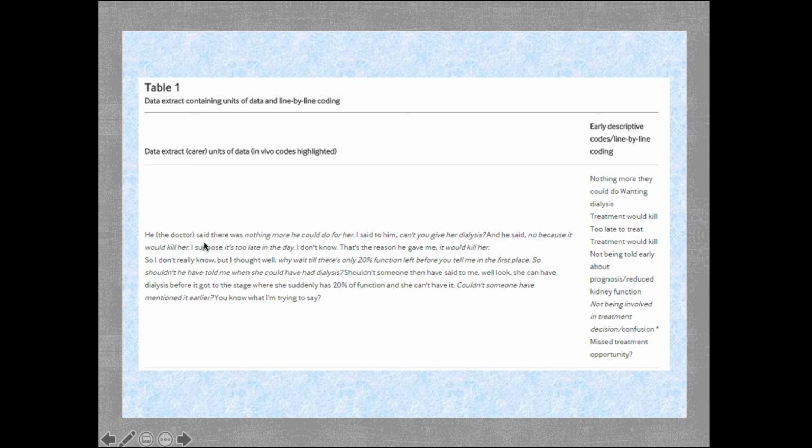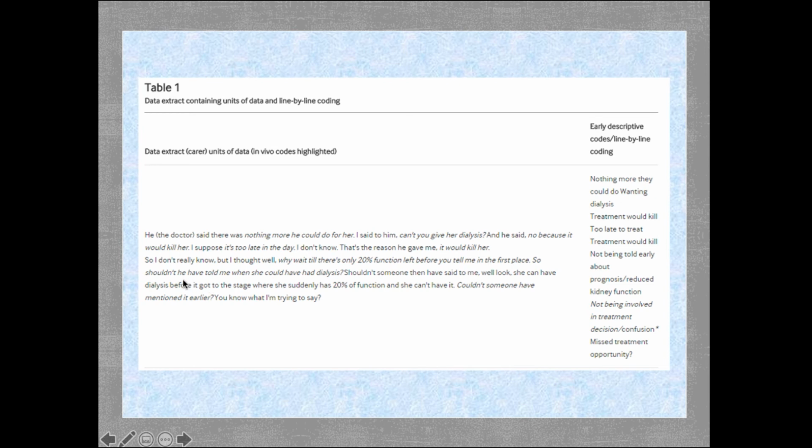The doctor said there was nothing more he could do for her. I said to him, can't you give her dialysis? And he said, no, because it would kill her. I suppose it's too late in the day. I don't know. That's the reason he gave me. It would kill her. So I don't really know, but I thought, well, why? Why wait until there is only 20% function left before you tell me in the first place?